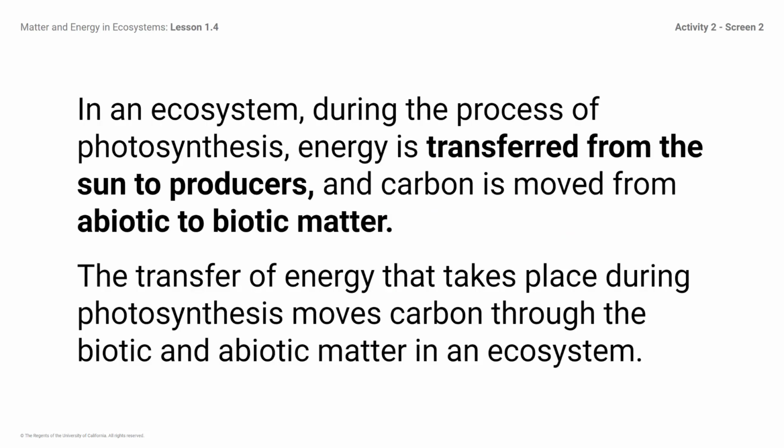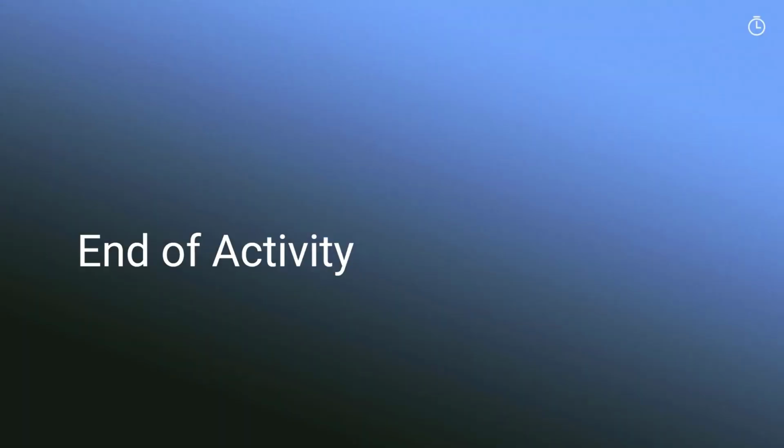In an ecosystem, during the process of photosynthesis, energy is transferred from the sun to producers, and carbon is moved from abiotic to biotic matter. The transfer of energy that takes place during photosynthesis moves carbon through the biotic and abiotic matter in an ecosystem. End of activity.